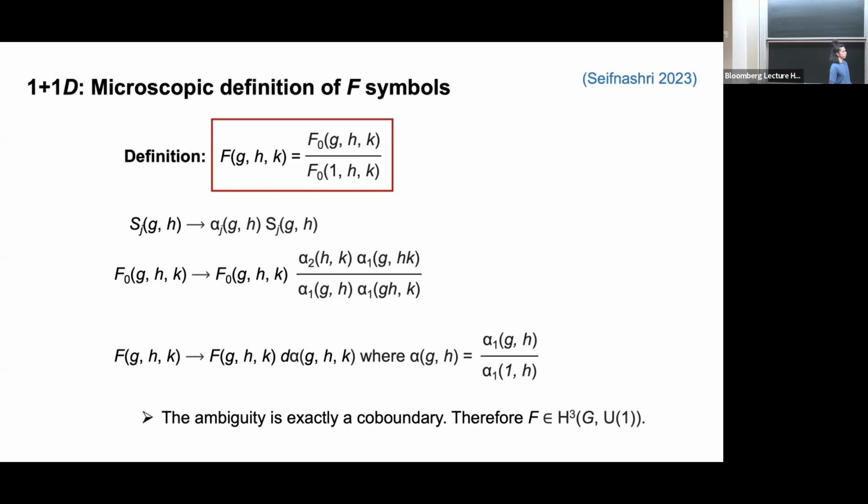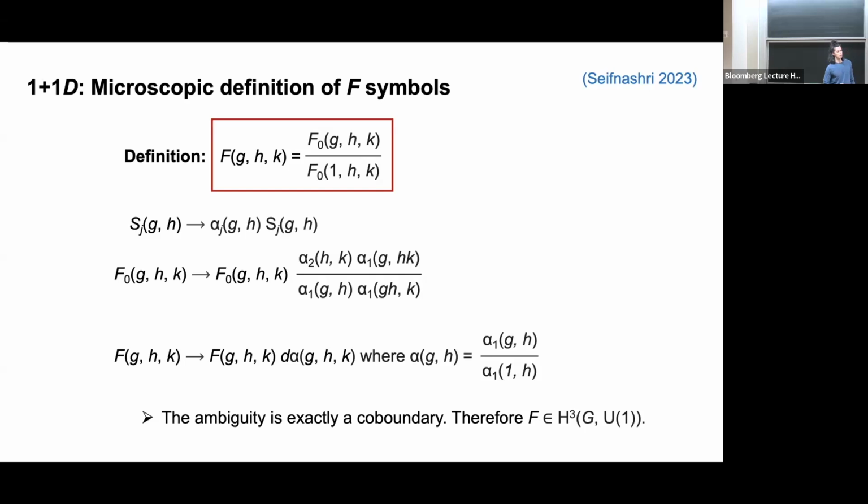But in the absence of translation symmetry, this prescription gives us a method for computing the true F symbol. And so clearly F has coboundary ambiguity. It can also be shown that F is a cocycle, and therefore F defined in this way is genuinely an element of the cohomology group H3. Okay. So this is the story in 1+1 dimension.